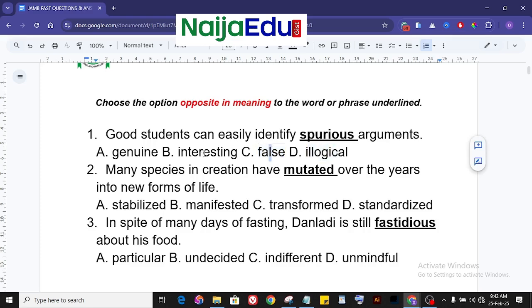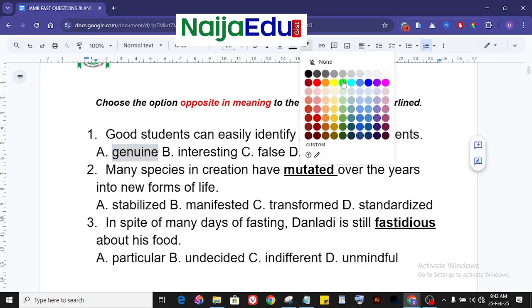Then interesting, like I said, this is something that is not related to falsehood. Then genuine means something that is real. You understand? So to fit in the word that we are looking for, the opposite in meaning to spurious, which actually means something that is false. So the opposite in meaning to spurious out of this option is genuine, which means true. You understand? So the correct answer for this number one question is genuine.